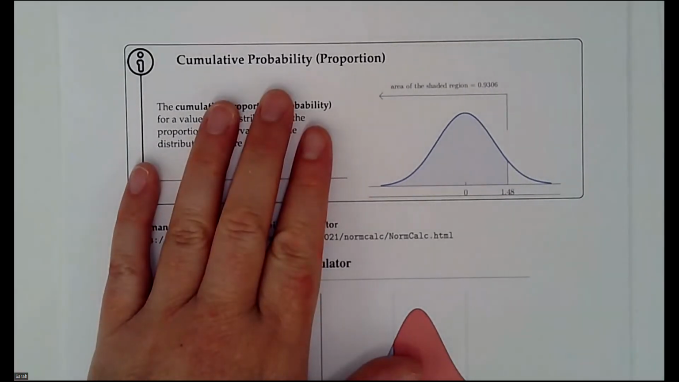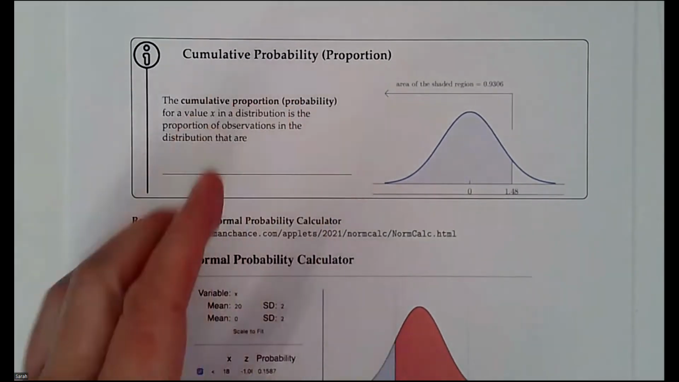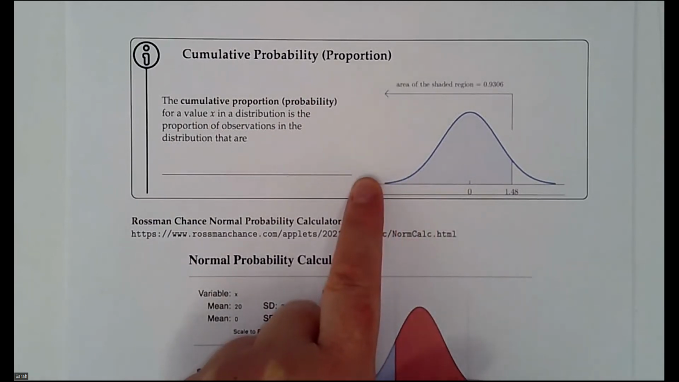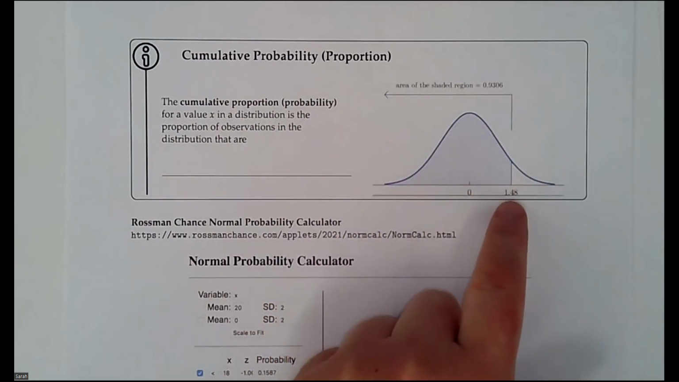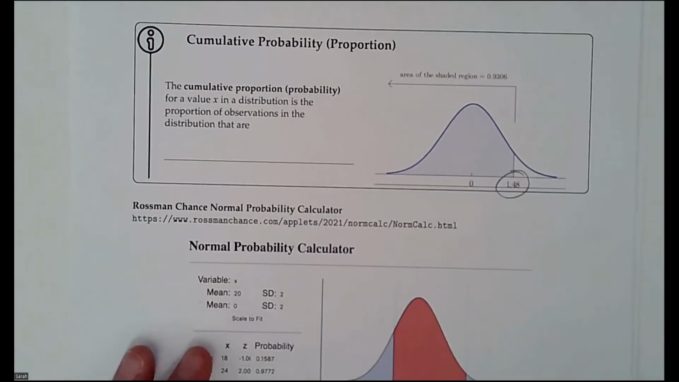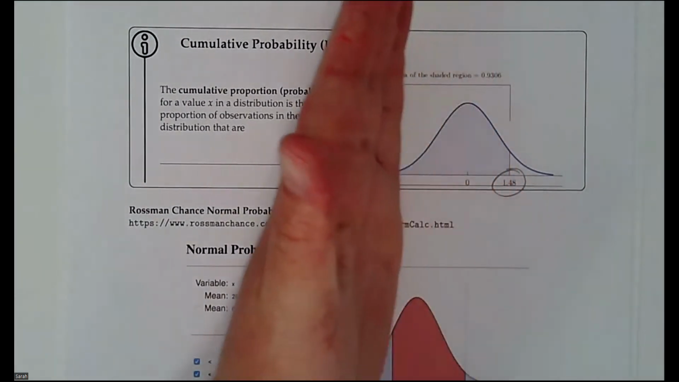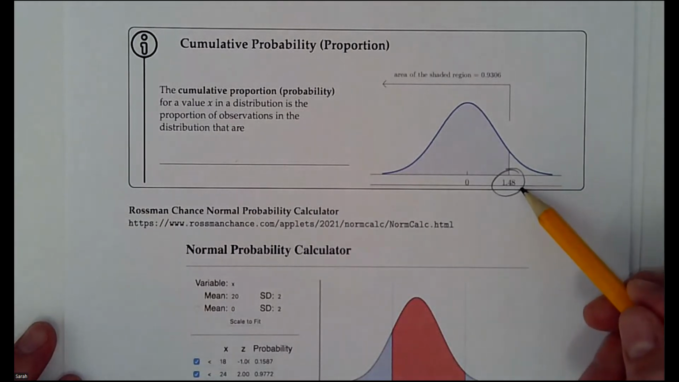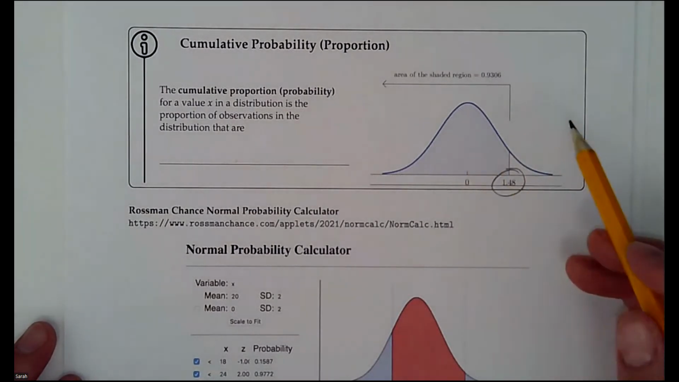So this is our cumulative probability distribution. What it does is it adds up all the probabilities starting here at 0, and it'll add them all up until it gets to whatever number it is that you're interested in. So what that means is if you put 1.48 into any of these probability calculators, it's always going to give you the probability below that number.